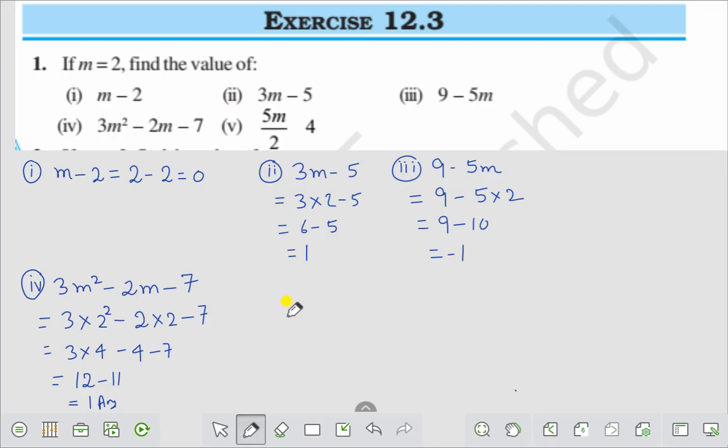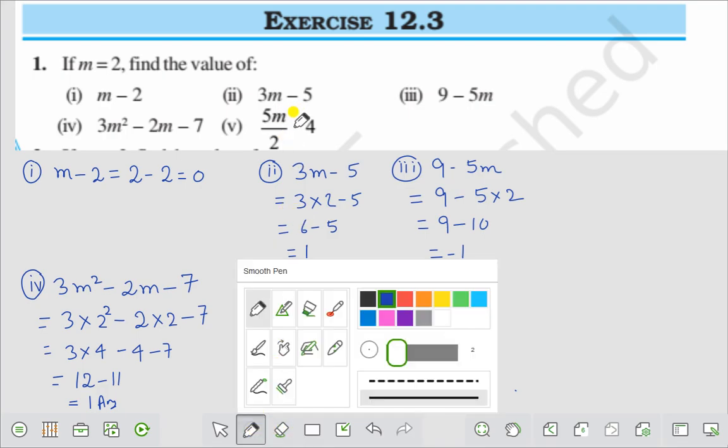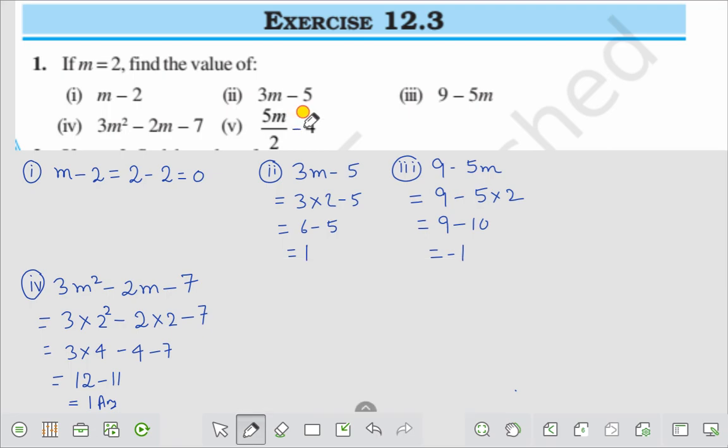Question number 5. Question number 5 is, here you see that it is 5m by 2 minus 4. Right? Therefore question number 5 is, here you see, 5m by 2 minus 4.